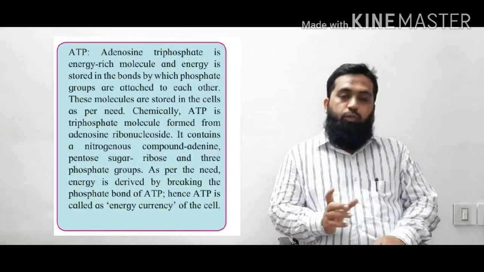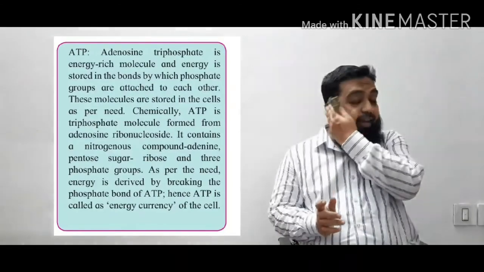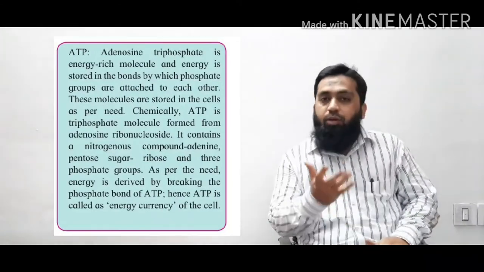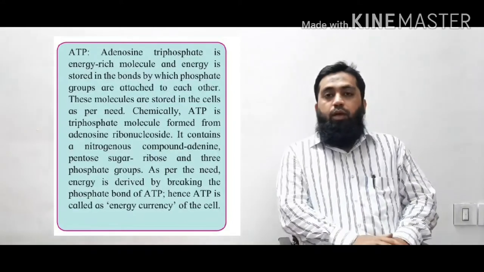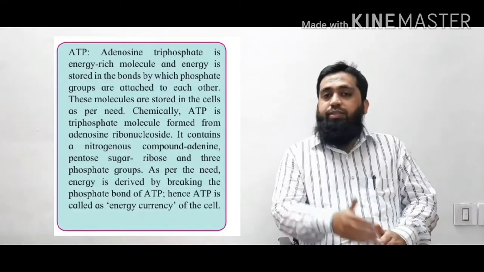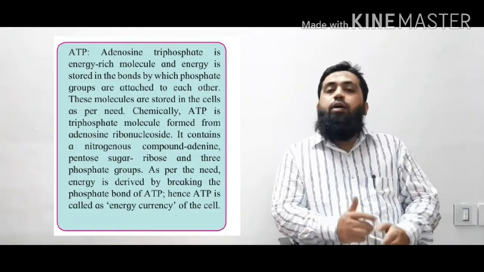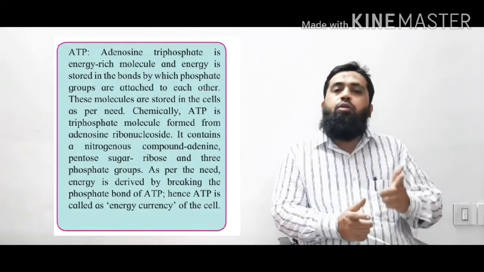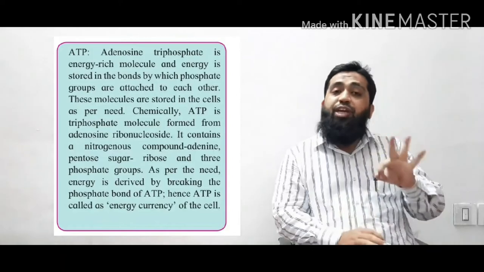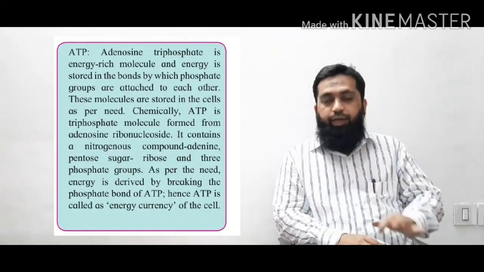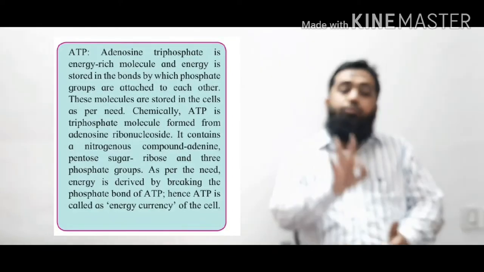Now, why are ATP molecules so important for us? Why are they called the energy currency of the cell? The name ATP stands for adenosine triphosphate. It is made up of a nitrogenous compound, a sugar molecule and 3 phosphate bonds. Here in ATP there are 3 phosphate bonds.